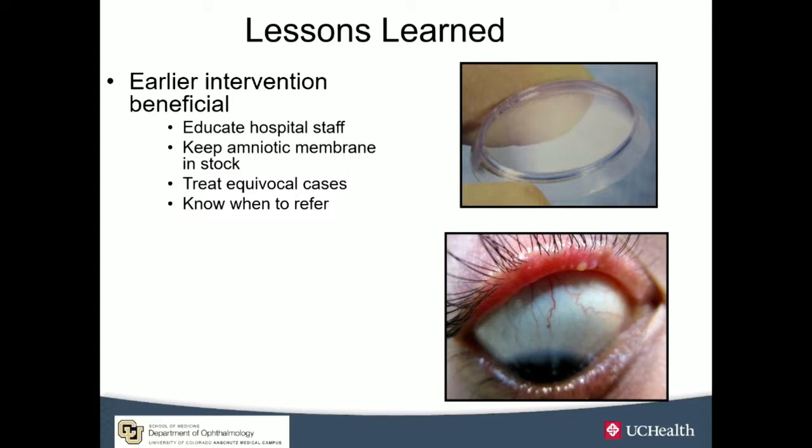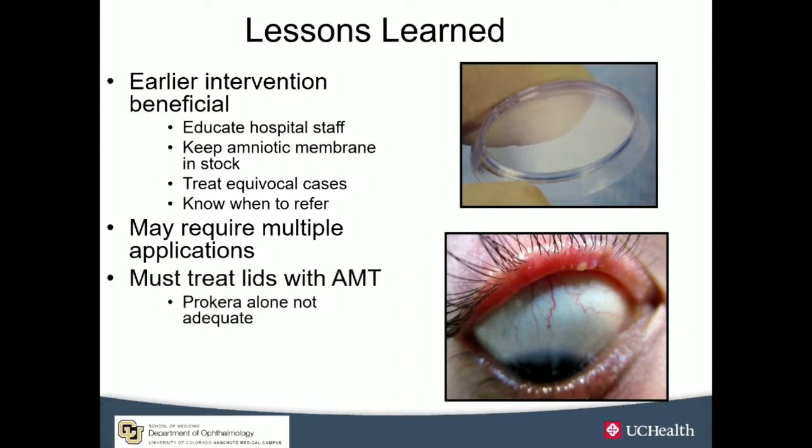For other doctors who may not be as comfortable or as familiar and have the availability of the treatment, at least certainly in the United States, I tell them to be aware of who can do it, because you need to be able to refer these people to someone who can do the treatment. In severe cases, you might have to do it more than once. It's important to treat the lids.